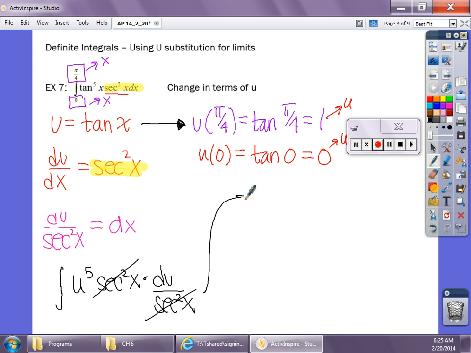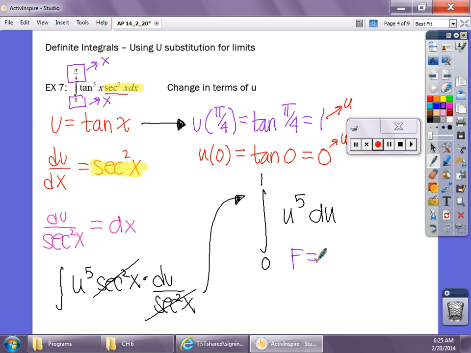And then over here, what I'm going to do is put the problem back together. My limits would have been lower limit of 0, upper limit of 1. So this u value that matches the pi over 4 has to stay as the upper limit, and the limit that matches the 0 has to stay as the lower limit. And then you get u to the 5th du. At this point, you are never going to look back at your x's again. I'm going to integrate this.